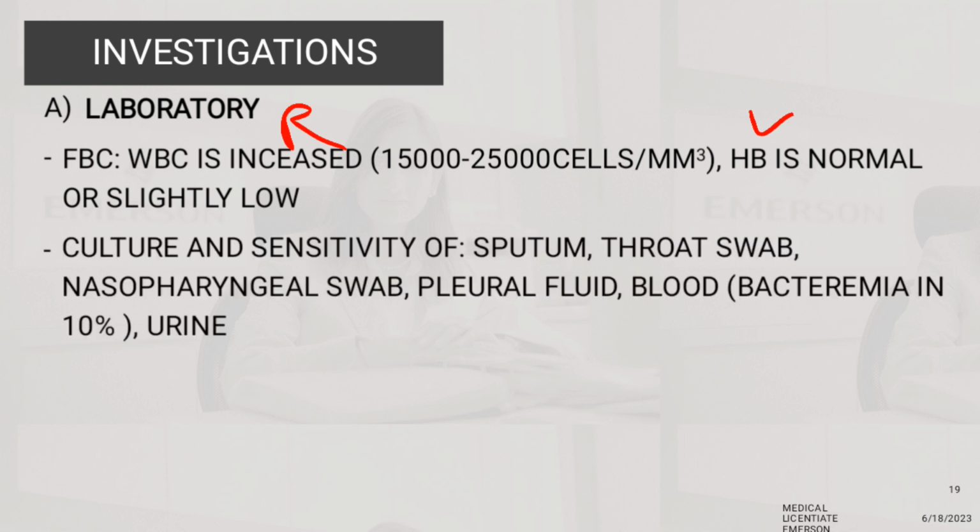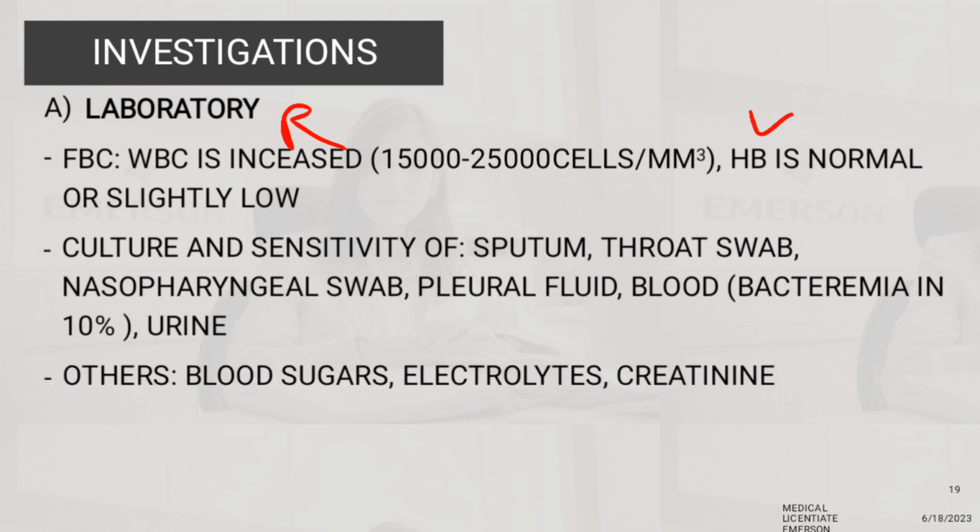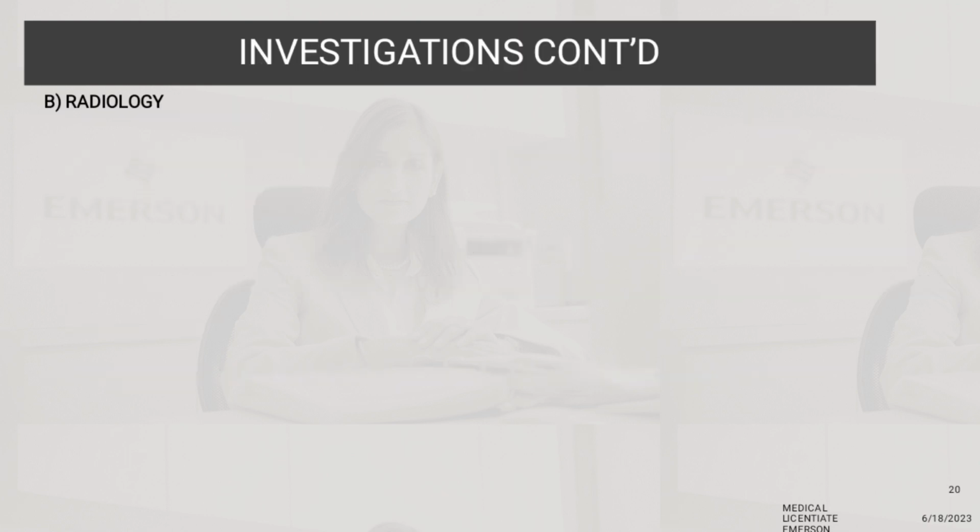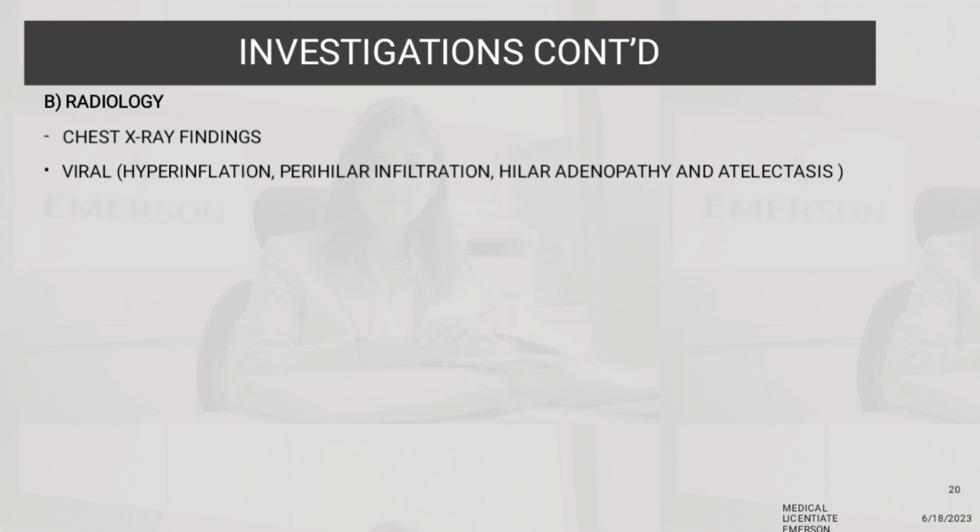Then the culture and sensitivity of the sputum, throat swab, nasopharyngeal swab, pleural fluid, and blood, for bacteremia, which can be found in 10%. Then you can have urine culture and sensitivity as well. Then others can have blood sugars, electrolytes, and creatinine. Then under radiological findings, we can have chest X-ray. You can do a chest X-ray. Then the chest X-ray findings, if it's viral, then there will be hyperinflation, perihilar infiltrates, hilar adenopathy, and atelectasis. Then if it's bacterial, there may be alveolar consolidation.